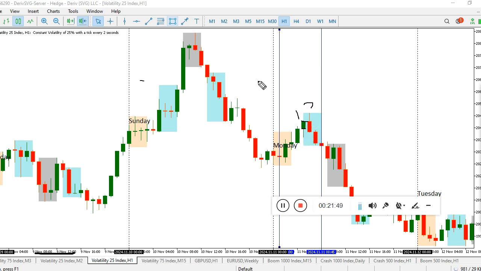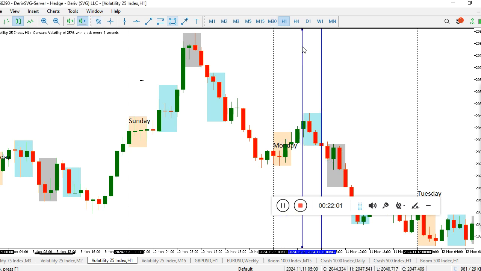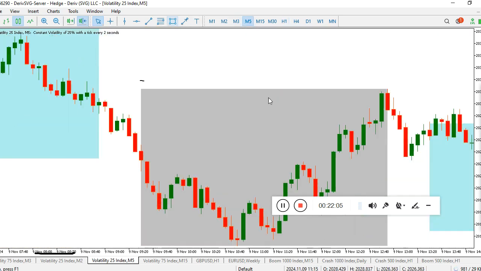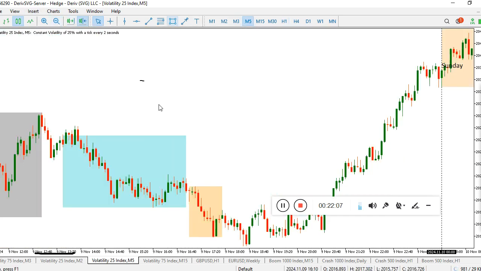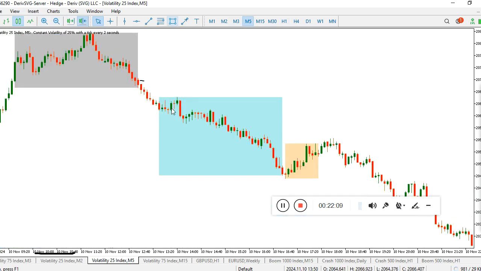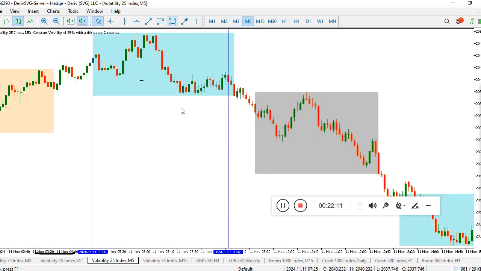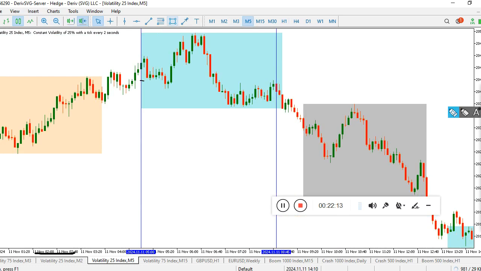So remember that I'm using the 1-hour time frame. So I can go down to my 5-minute time frame, and from the 5-minute time frame you can see the manipulation clearly, and you can place your entry. Right, so let's go to the 5-minute time frame. So that's the CRT pattern. It's very profitable.